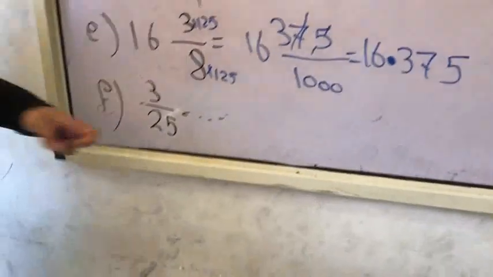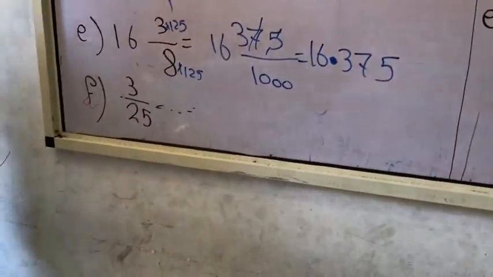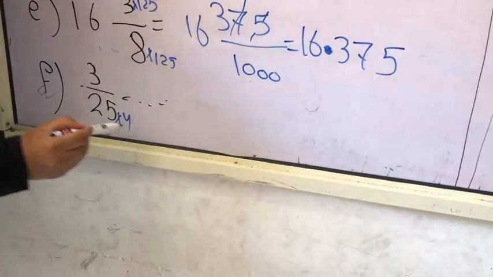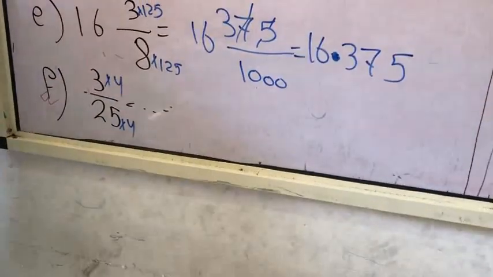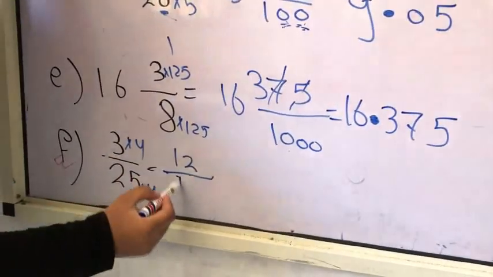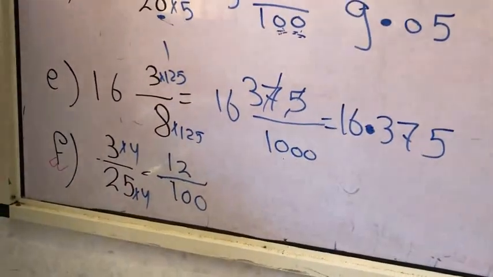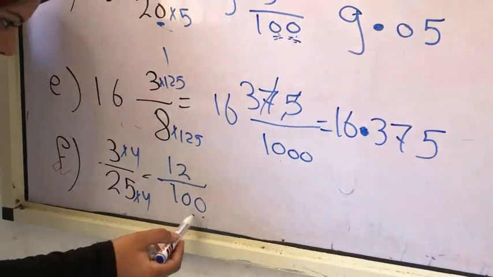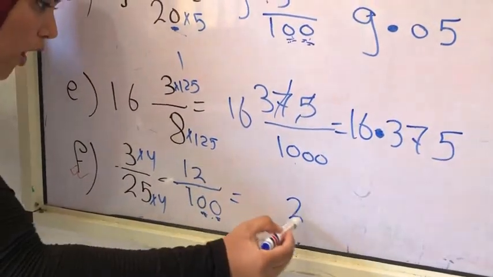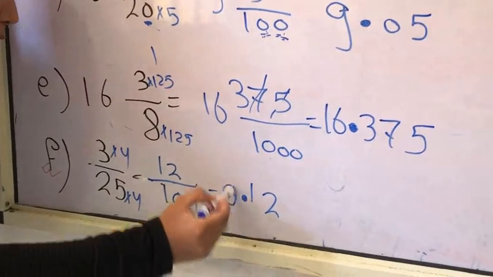Okay, the last one, 25 in the denominator. What is the friend of 25? 4. So I will multiply it by 4. I have 3 times 4, 12. 25 times 4, 100. Junior, I will put my point after how many digits? 2. So I will count 1, 2 and put the point.